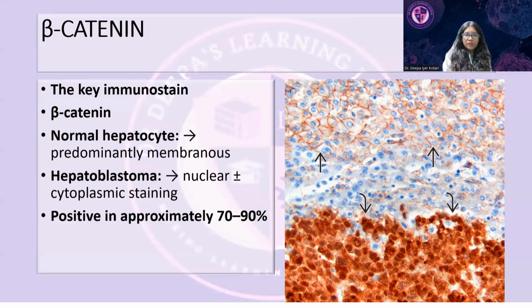You have the block positivity. So this is an important caveat: in hepatoblastoma, you should remember that beta-catenin has abnormal nuclear and cytoplasmic staining that occurs because of the activation of the WNT beta-catenin pathway. And this is seen in approximately 90% of hepatoblastomas, which show nuclear beta-catenin staining.